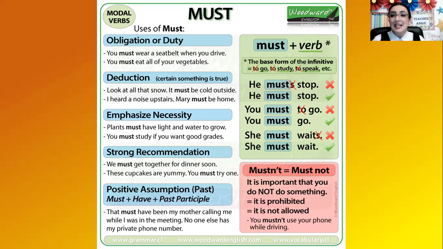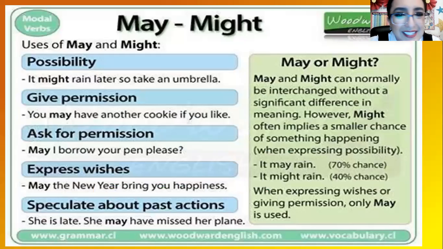How easy is it? Tell me. Must or mustn't? Remember: obligations, deductions, emphasizing something, recommendations and assumptions, but in a strong way. This is like the other side of should. Should is a lot softer, and must is going to be more strict. That is going to be the difference.